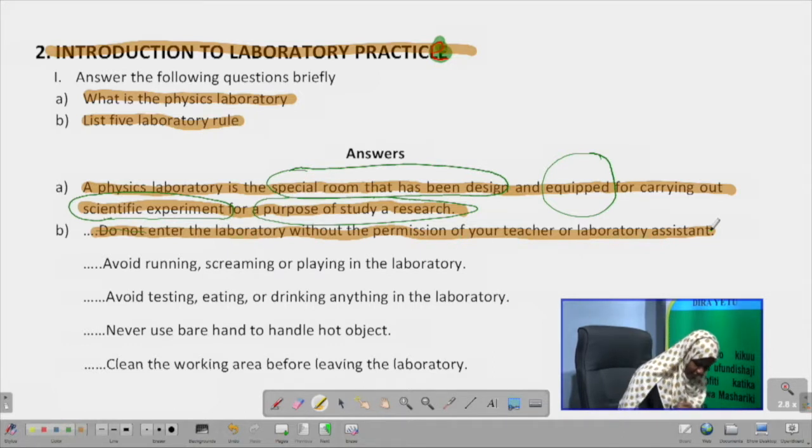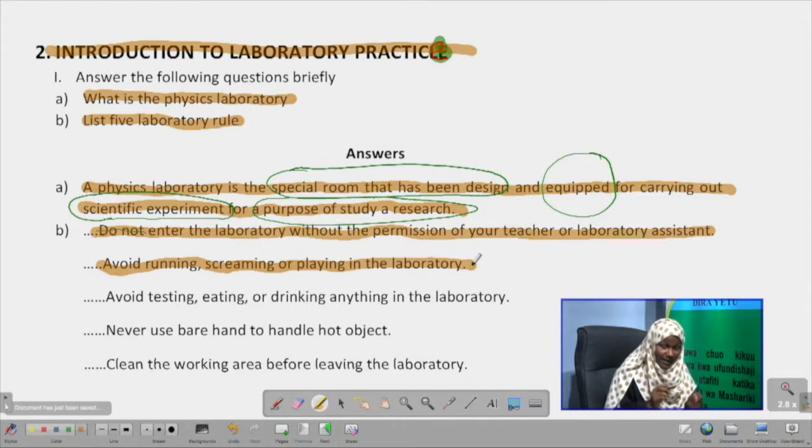The second rule says, avoid running, screaming, or playing in the laboratory. You should never run, you should never scream or play in the laboratory. Laboratory is not a room to be played in. You see, this is a special room for carrying out activities, experiments, right? Because, as I said, we have some dangerous chemicals in there, we have machines. So when you run, you might make those machines fall or damage them. So you should never run, scream, or play in the laboratory. That is the second rule.